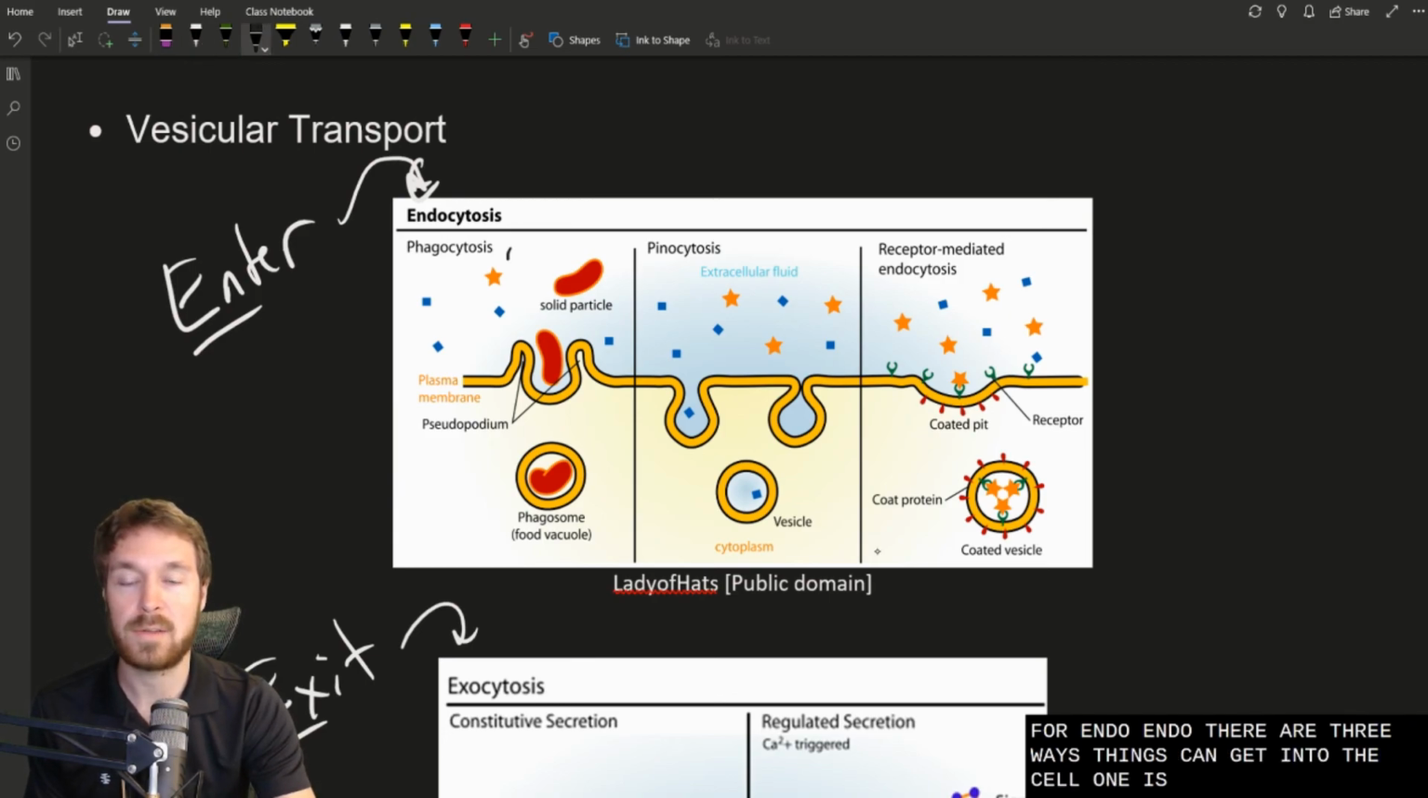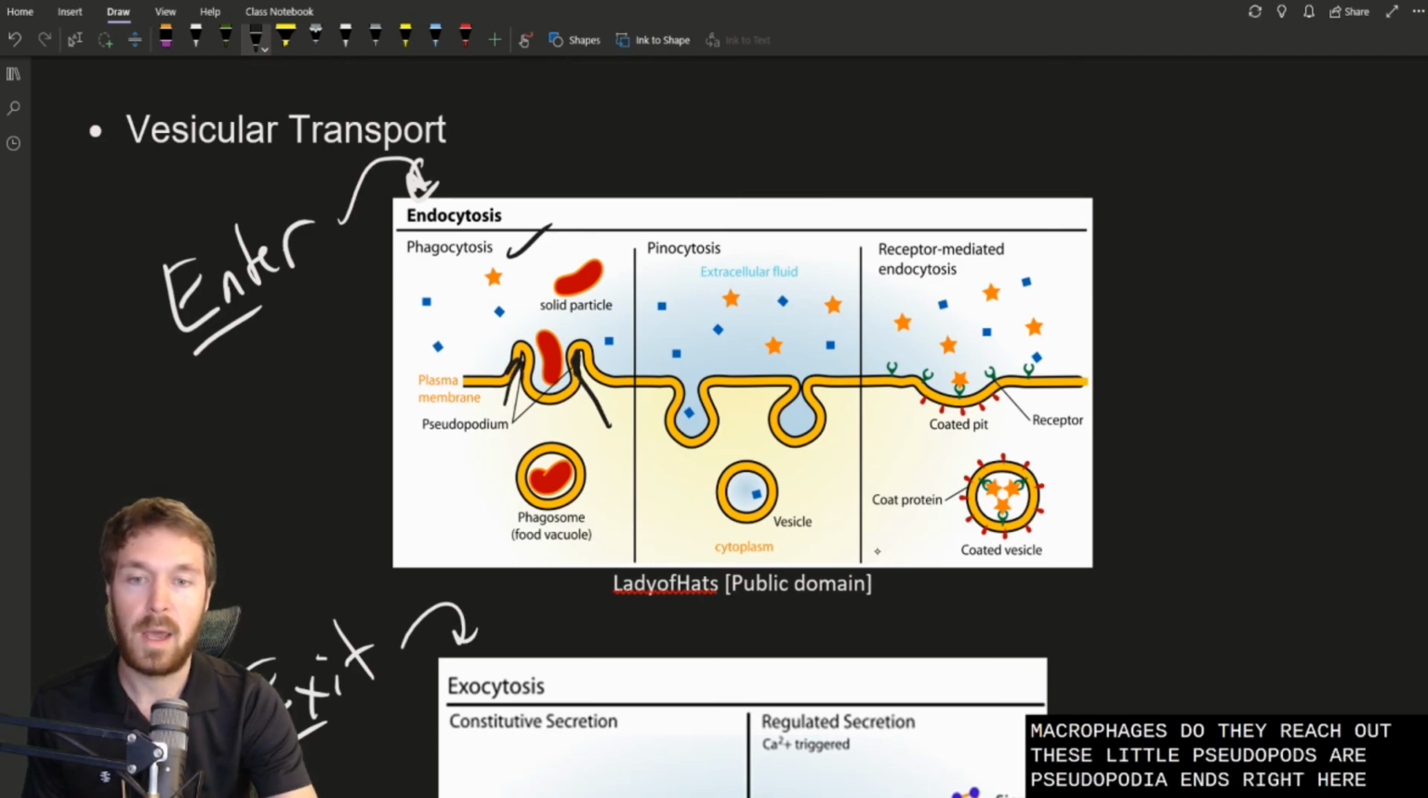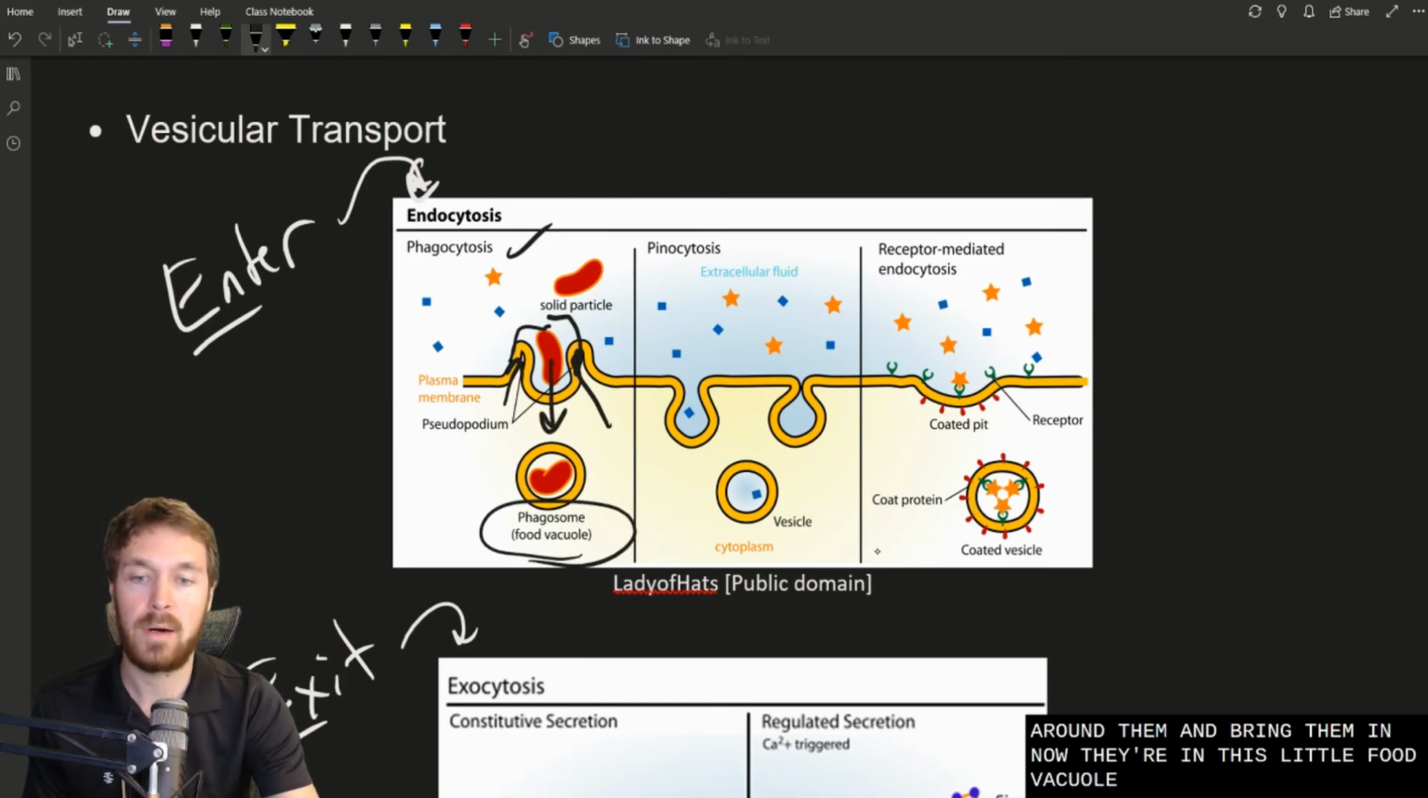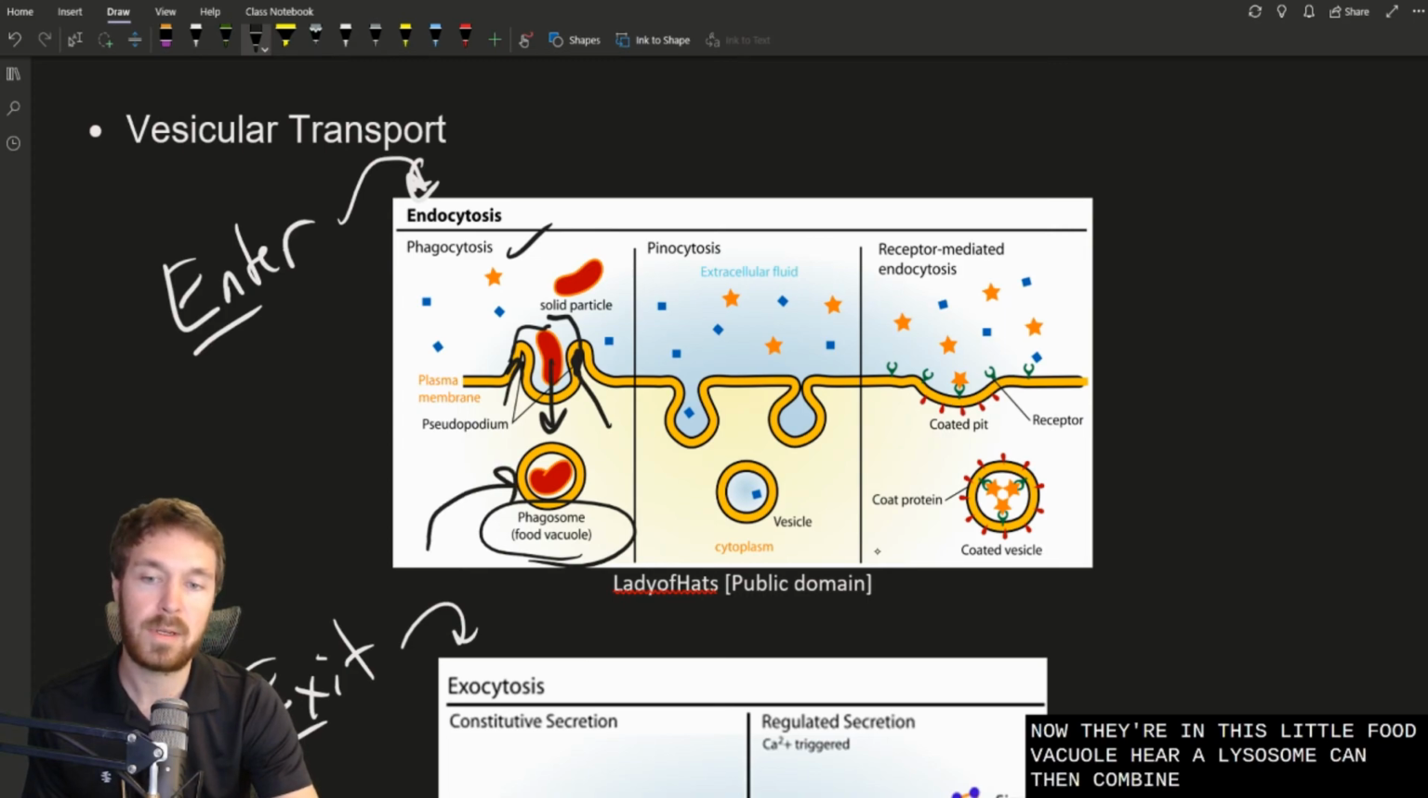One is phagocytosis. This is what our phagocytes, macrophages do. They reach out these little pseudopods, or pseudopodiums, right here, and they engulf these foreign particles, wrap the cell membrane around them, and bring them in. Now they're in this little food vacuole here. A lysosome can then bind to it and break it down. We're going to talk about lysosomes in the next part.